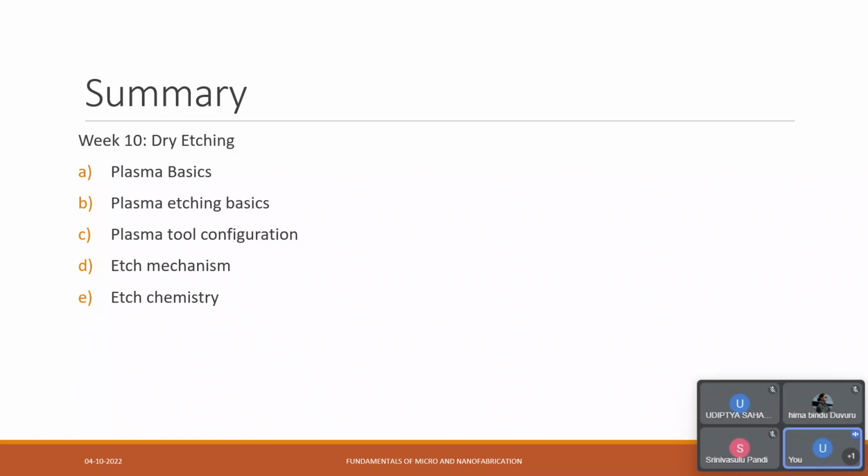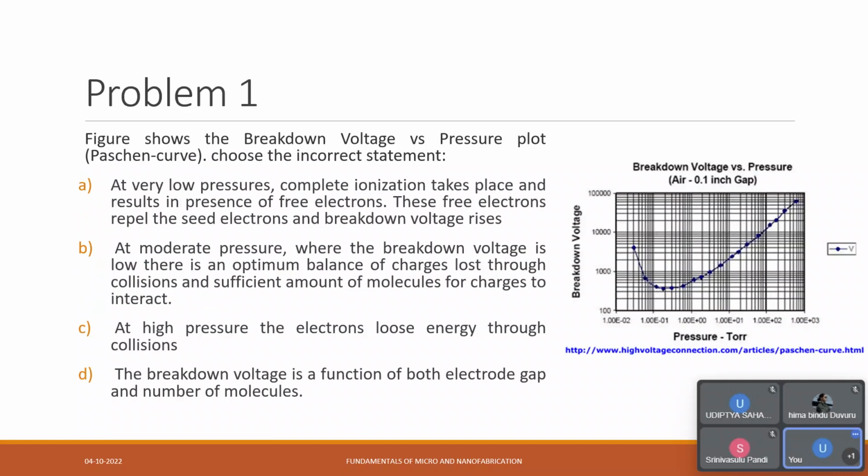So we will go to the problems directly. This is a problem with a figure showing a graph, with breakdown voltage on the y-axis and pressure on the x-axis. This graph is also called the Paschen curve. You have to choose the incorrect statement here. These are the 4 statements, and you have to tell which one of them is the incorrect one.